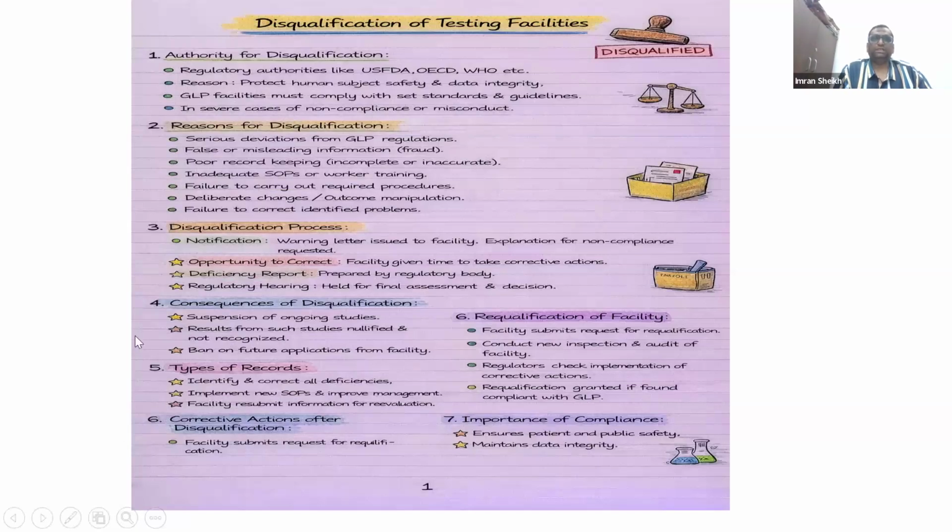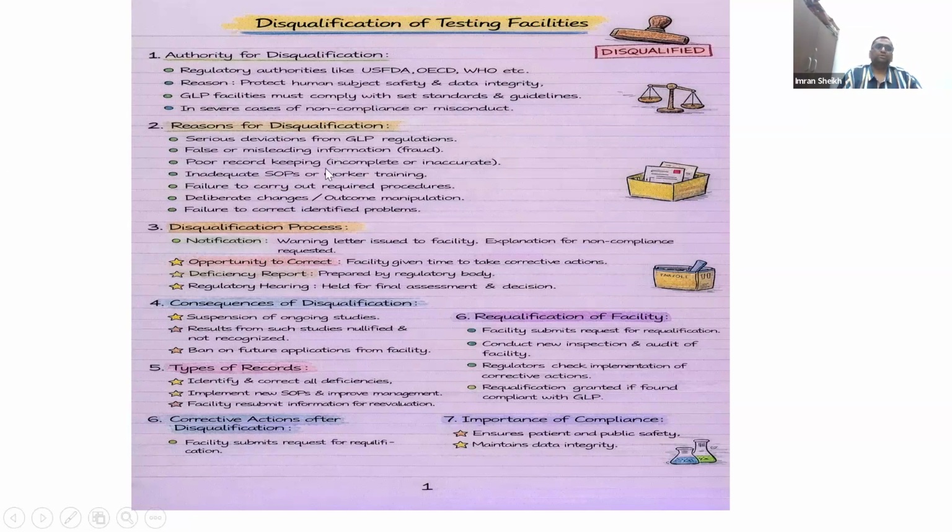Now, disqualification and the testing facilities. So, who is authorized for disqualification? Basically, the regulatory authorities responsible for disqualification include the US FDA, WHO, and OECD. Now, what is OECD? Organisation for Economic Co-operation and Development.